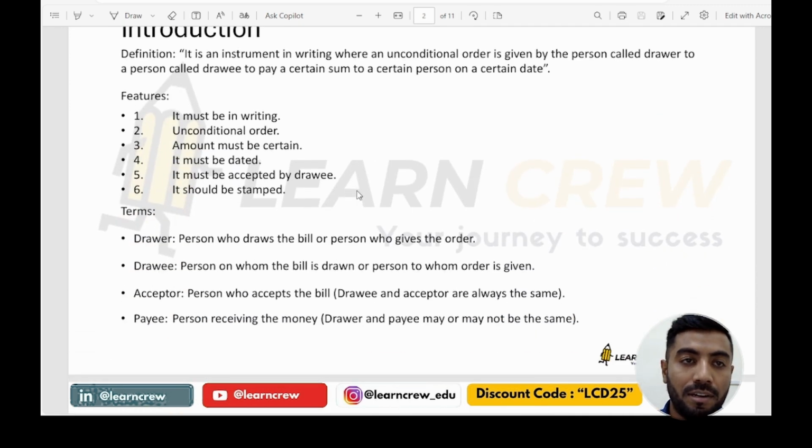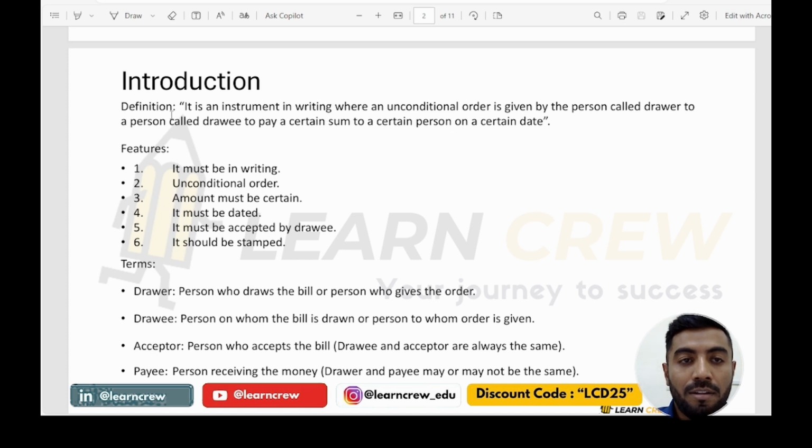Okay. Firstly, the introduction. The bill of exchange is defined as an instrument in writing with an unconditional order. That's very important. It should not be based on any conditions. When an unconditional order is given by a person called the drawer to a person called the drawee to pay a certain sum to a certain person on a certain date, it is a bill of exchange. We'll understand who the drawer and drawee are, but remember that it should be an unconditional order.